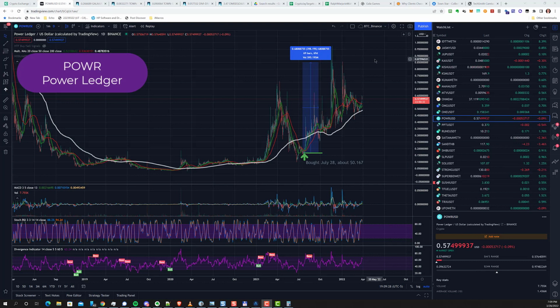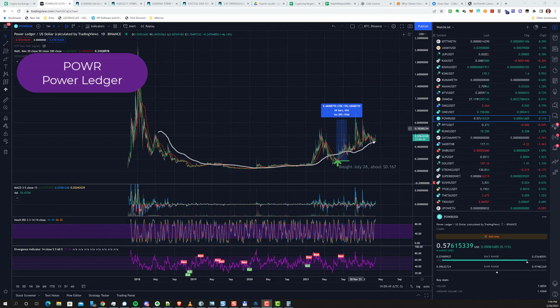Now here's kind of an oddball one, POWR Ledger. One thing you notice about it is it hasn't really been going down as much as the others. If you look at the trend for the last 6 months, it's been going up. I guess even Bitcoin, over 6 months, has been going up. But look at this big curve here. It was up to here, and it's gone down.